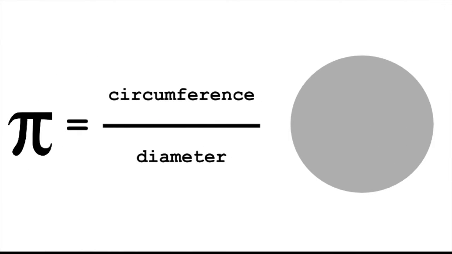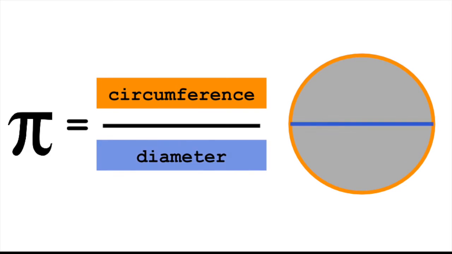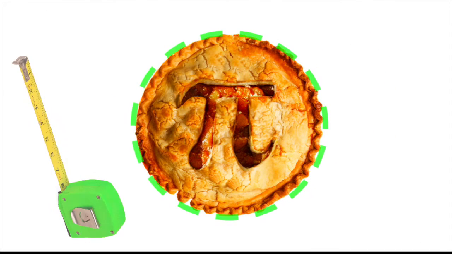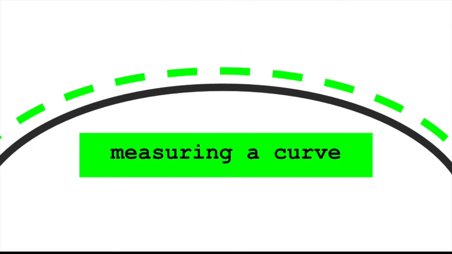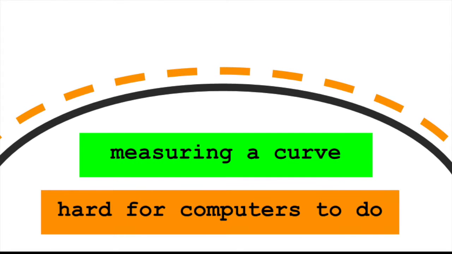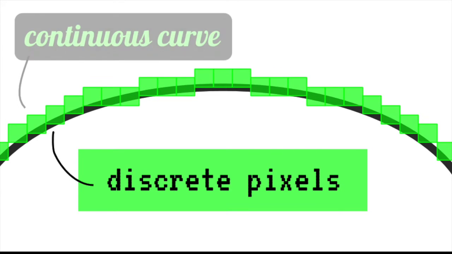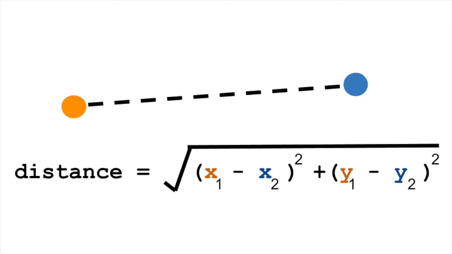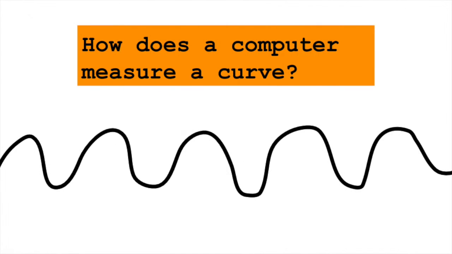Pi is the ratio between the circumference and the diameter of any circle. In the real world, it's easy to measure the circumference of a circle using a tape ruler. In the computing world, however, getting the precise length of an arc is virtually impossible, since every number in a computer is treated as discrete rather than continuous. The distance between two points is measured as a line, not a curve. So, how do we get around the problem of measuring curves? We approximate.